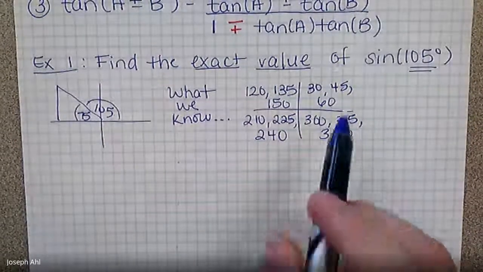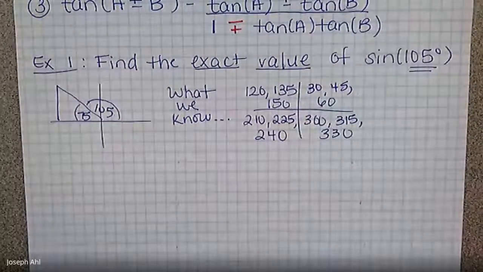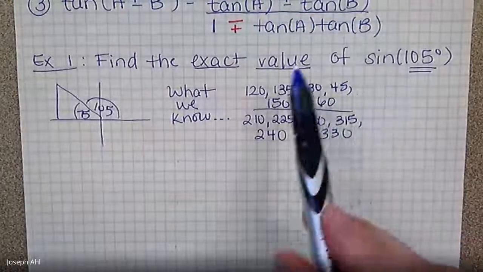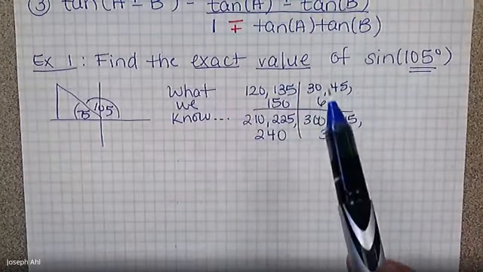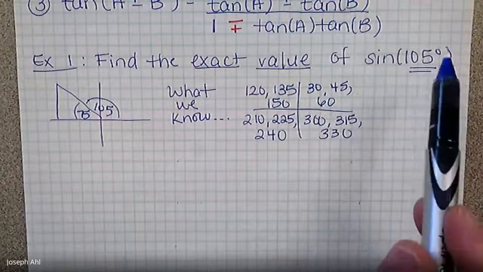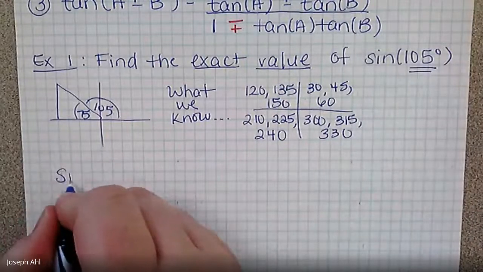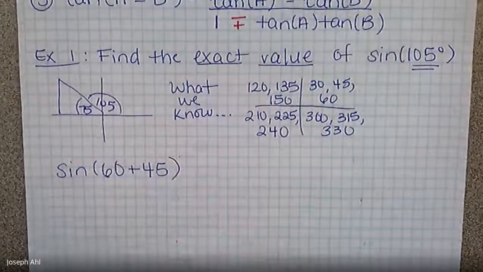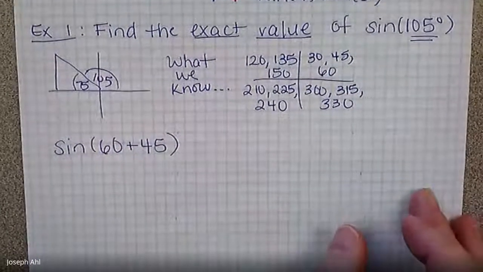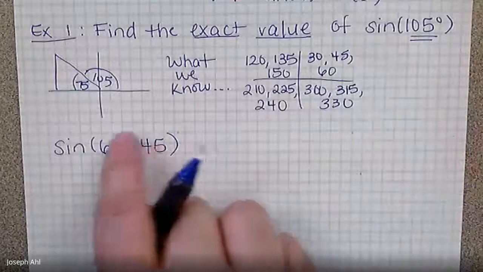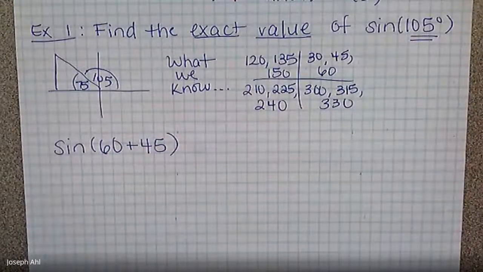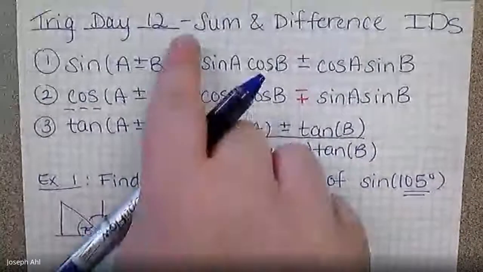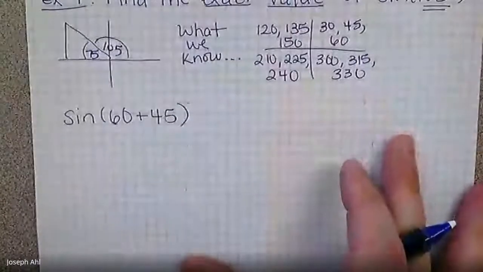And as soon as we do that, I like to work with quadrant 1 first, see if I can get it pretty easily. As soon as we write down the special ones I need, 105 is pretty easy to come by. If you do sine of 60 plus 45. So if we say that 105 is 60 plus 45, which is true, we can use the sum identity for sine to be able to figure out what this is.